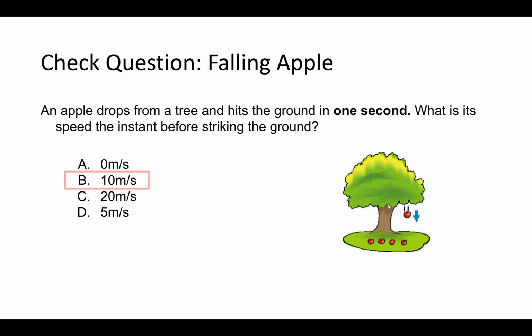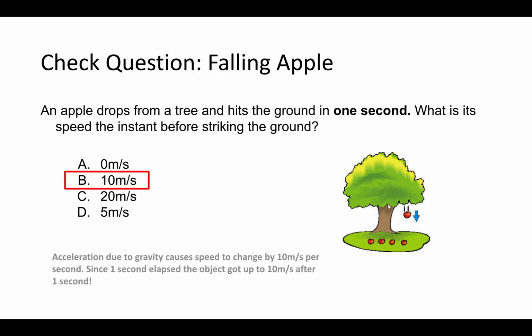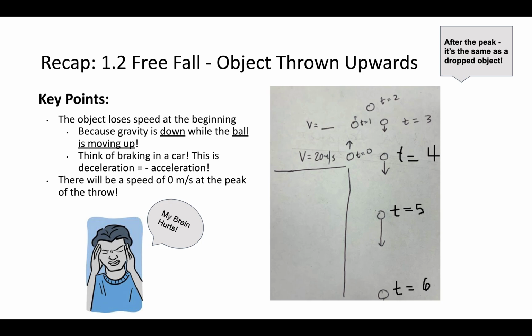All right, so moving on. The answer is actually B. So remember, our acceleration due to gravity causes speed to change at 10 meters per second per second. Since 1 second has elapsed, the object got up to a speed of 10 meters per second. If we were to, say, fall for 1 more second, then we'd be at 20 meters per second, and another second after that, we'd be at 30 meters per second. So we know our object is picking up speed as we go. We talked about in class, if you dropped a penny from the top of the Empire State Building, it would get faster and faster.